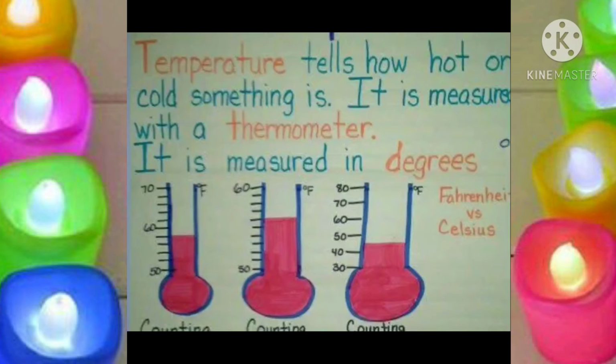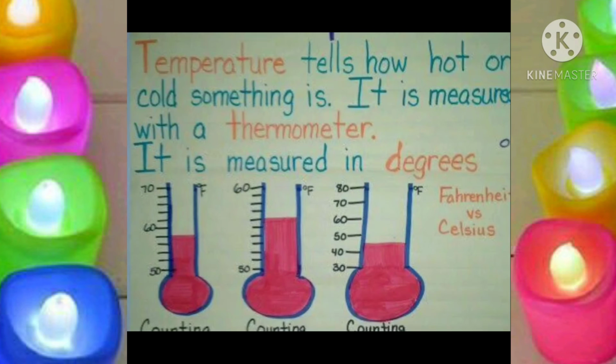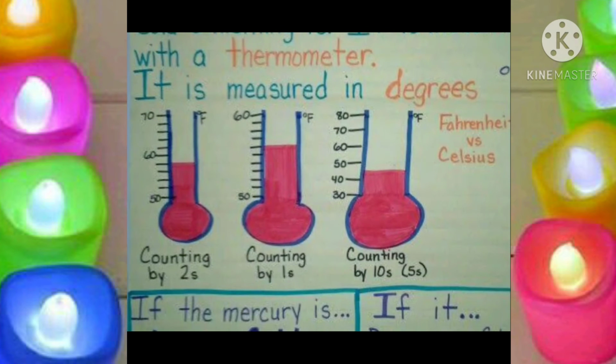We can now see at a glance what we have learned about temperature. Temperature tells how hot or cold something is. It is measured with a thermometer. It is measured in degrees Fahrenheit and also degrees Celsius. On the left side we have noted the counting.